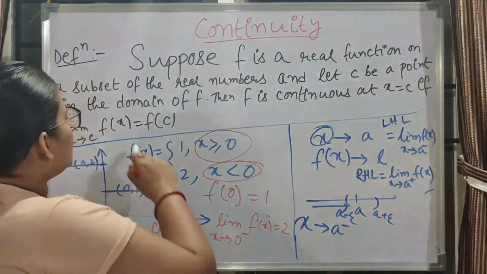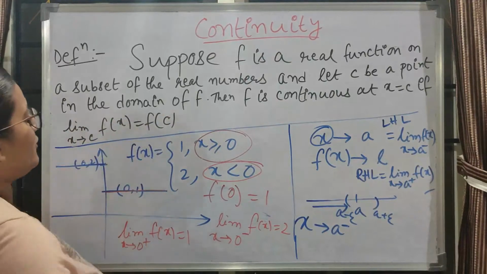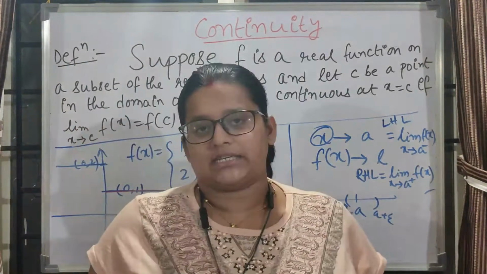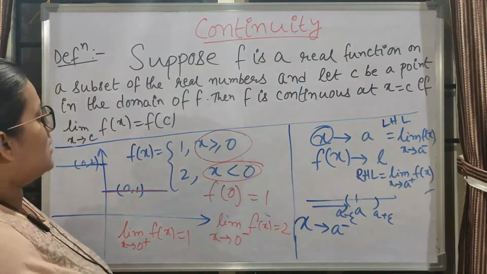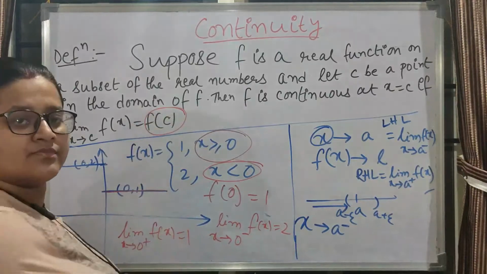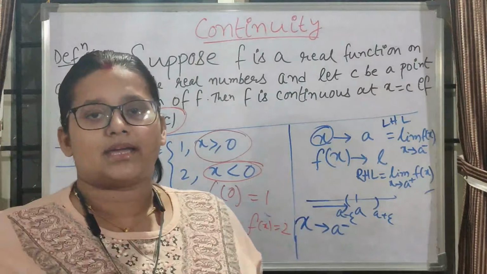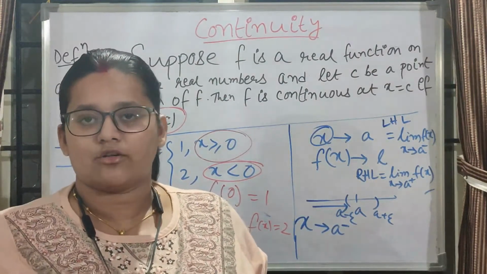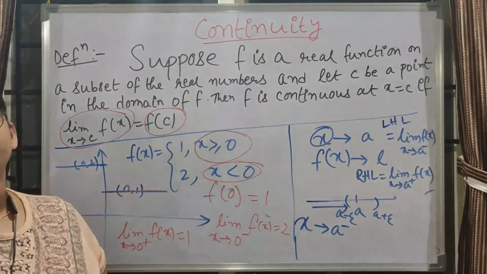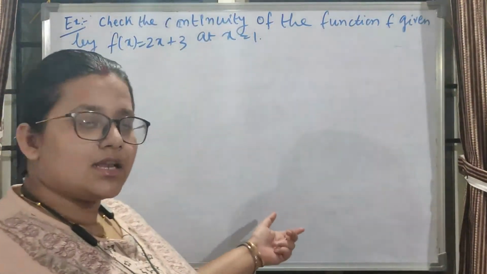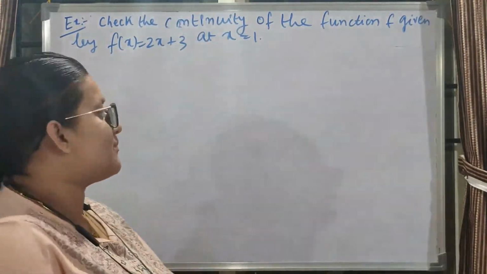Okay, so this is the definition. f is continuous at x equal to c if limit x tends to c, f of x equals f of c. So if we elaborate this definition, the functional value and the limiting value of the given function should be equal for continuity. Okay. Next we'll talk about the continuity at an interval. Okay. So we just learned the continuity at points. So let's see some questions based on that.